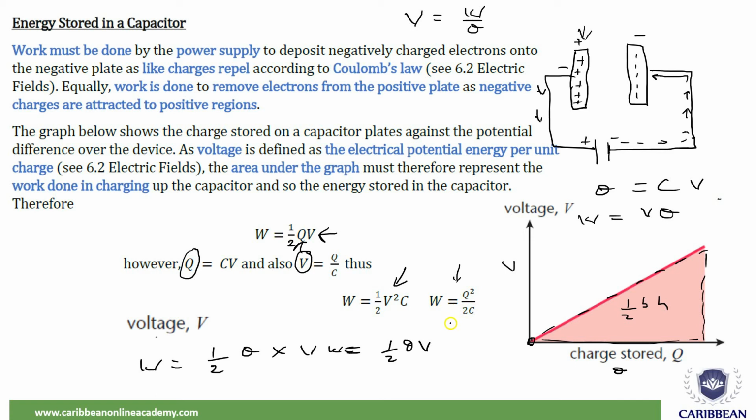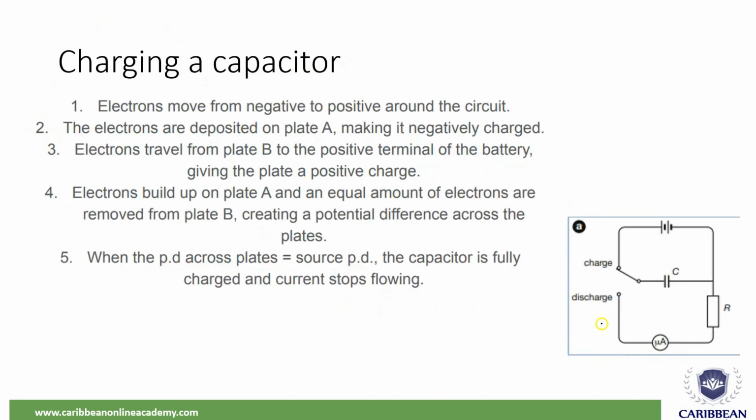So that is something that you should pay attention to, the several equations that you can use. You can use this equation to find the work, and you can also use this equation to find the work. But the root equation is the one that I showed you a while ago, that says work is equal to half Q times V, which is coming from the area underneath the graph right here.